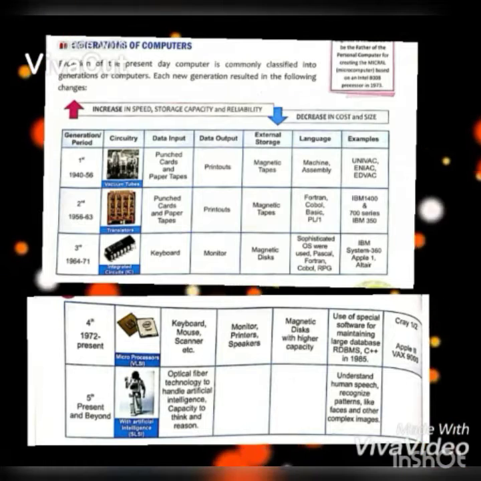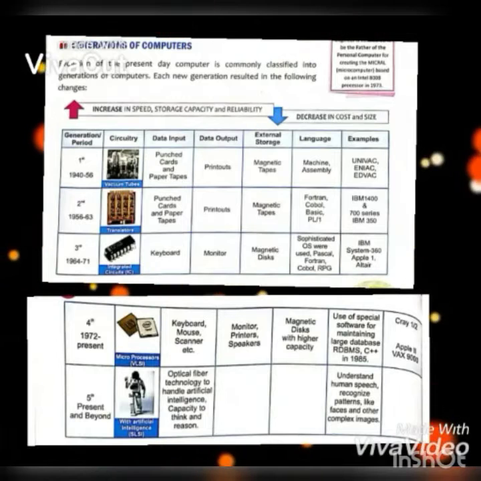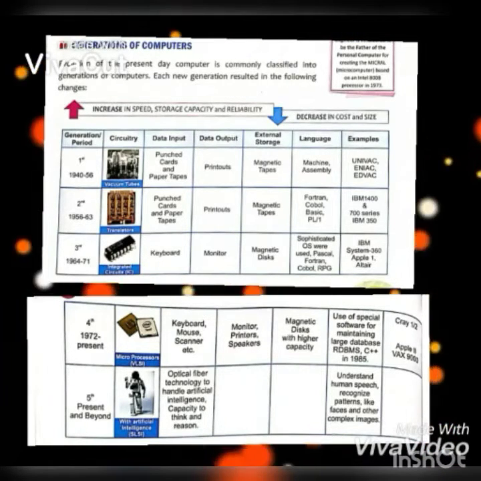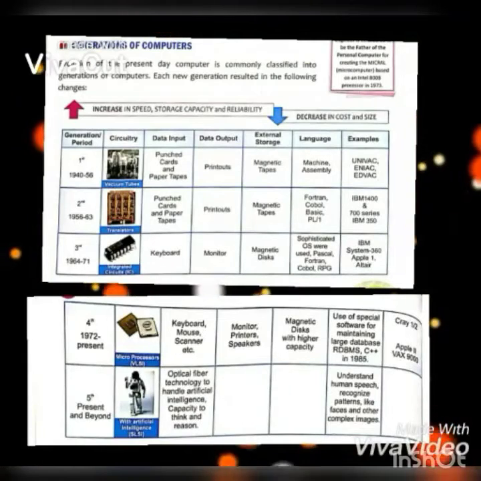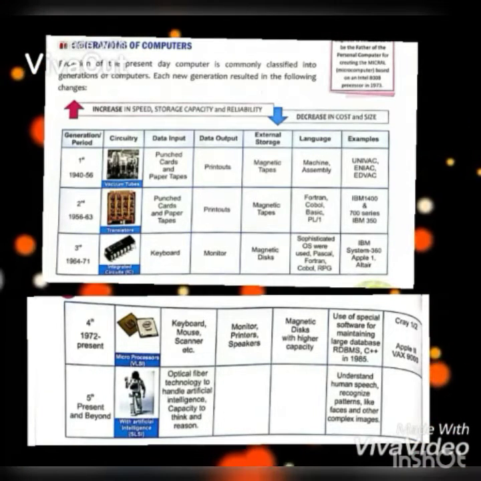The circuitry used in first generation computers consisted of vacuum tubes. The second generation had transistors. The third generation had integrated circuits, also called IC. The fourth generation had microprocessors, and the fifth generation computers are equipped with artificial intelligence.